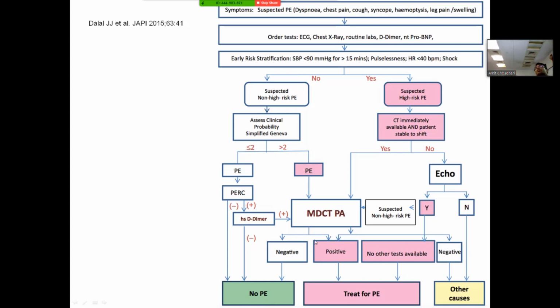If on echo you find some other cause, then treat that cause. If in MDCT you see the thrombus, you will treat it. If all the symptoms are there but the clinical probability of having PE is low, then you do the D-dimer. If the D-dimer comes negative, then the chance that the patient has pulmonary embolism is less than 1%. If the pretest probability is, in the older system, or in the newer one, more than 4, then the chance of pulmonary embolism is high. You do an MDCT. If it comes positive, you treat it. If it is negative, then stop.